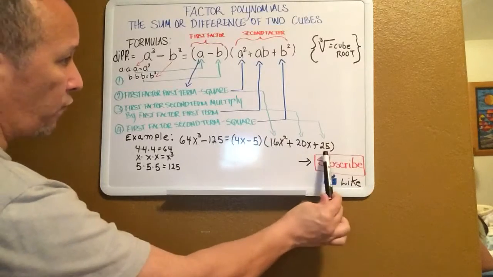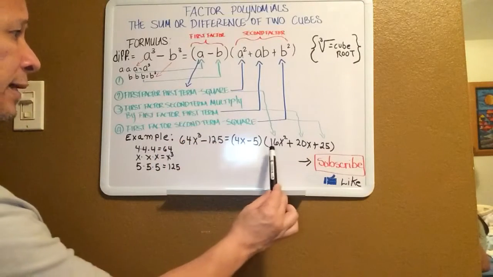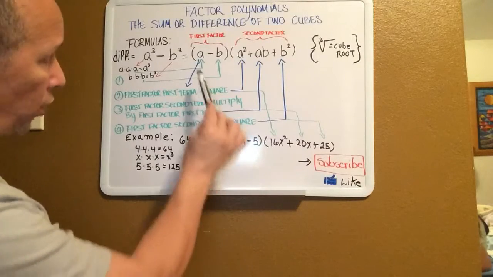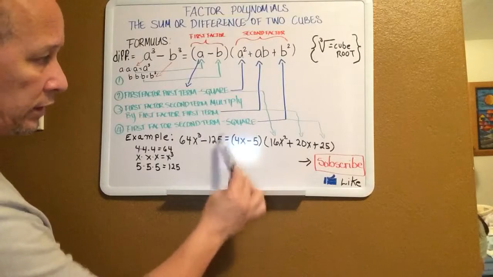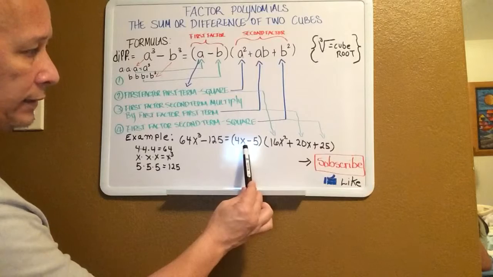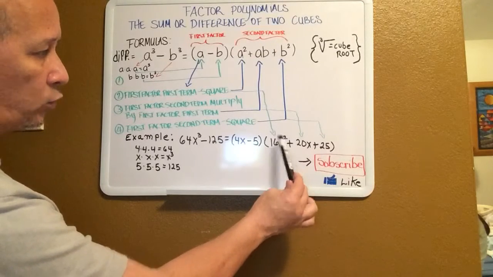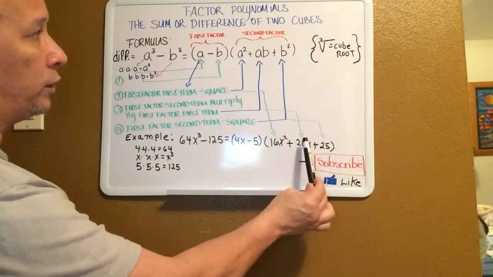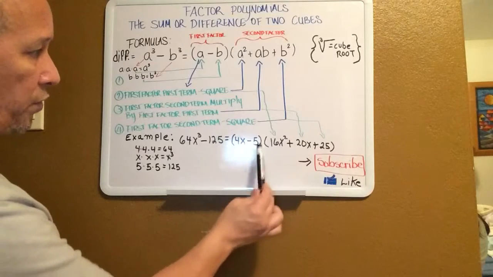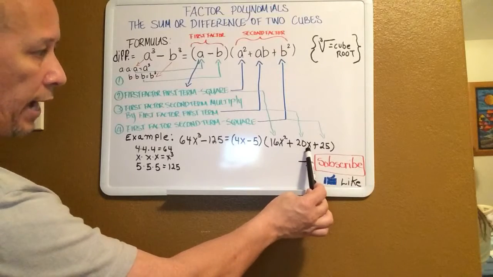Now, to get the second factor, we have to follow the instruction. The first term of the second factor will be the square of the first term of the first factor. In this example, the first term of the first factor is 4x. 4x squared equals 16x squared. To get the second term of the second factor, multiply the two terms of the first factor. In this example, 4x times 5 equals 20x.